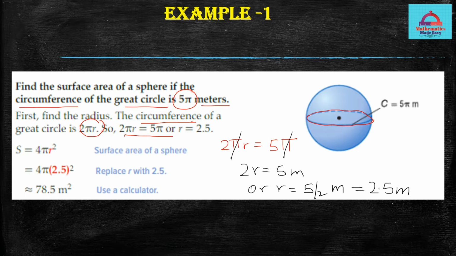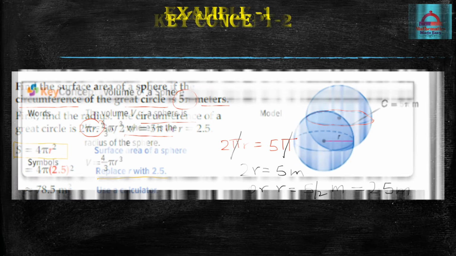And now that we know the radius, it will be very easy for us to calculate the surface area. So we just plug in the values into 4 pi r square and put everything in the calculator. Replace your radius with 2.5, your pi with 3.14 and simplify to get your surface area of the sphere as 78.5 meters square. That completes the first example.